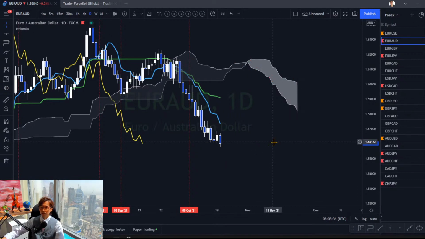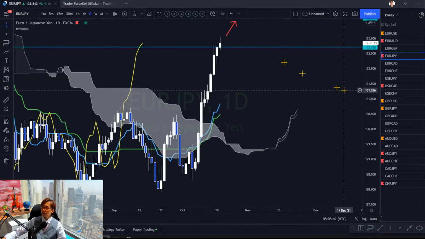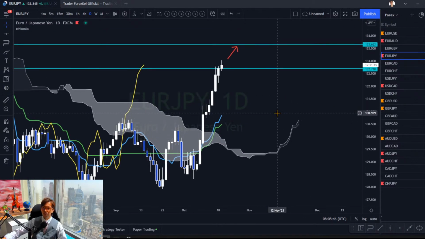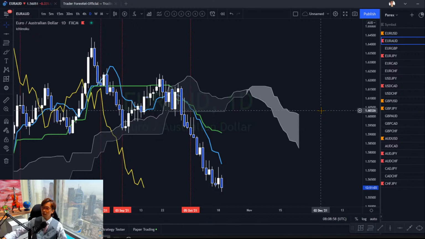So yeah, the next one I wanted to mention is the Euro JPY. Euro JPY daily chart is also strongly bullish right now. The Kumo's up, Kijun Sen, Tenkan Sen up, and a Chikou span above the candles. However, the Kumo is too thin here as compared to Euro AUD. Euro AUD, the Kumo is very thick, and it's getting thicker and thicker and longer. So this is more stable downtrend.